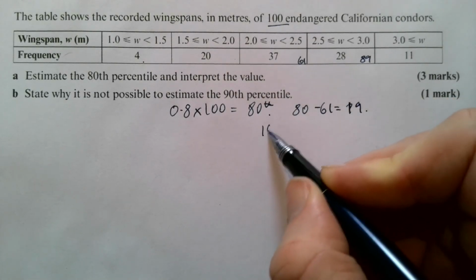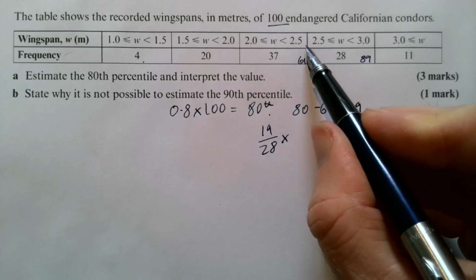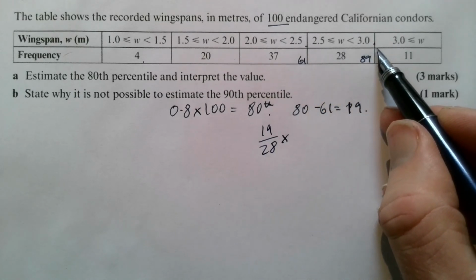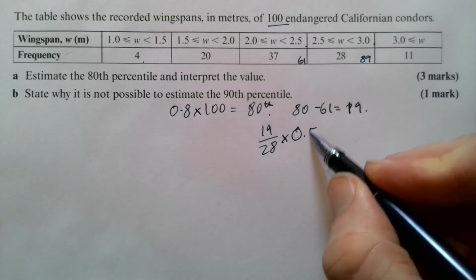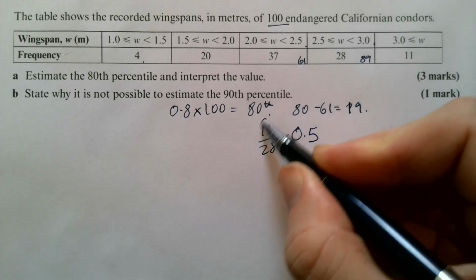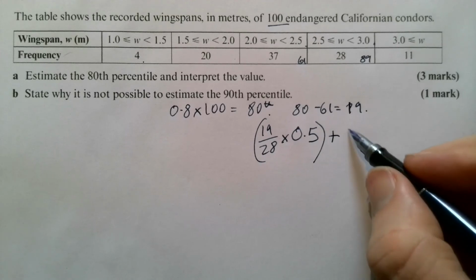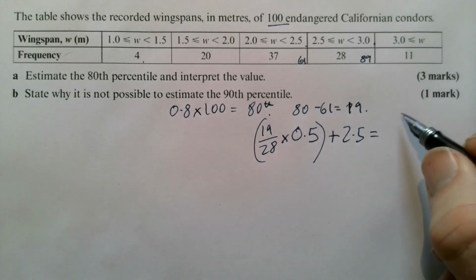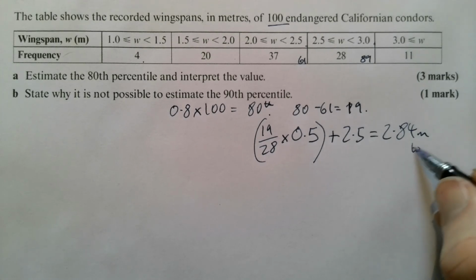So we want 19/28ths of, those are the true boundaries, so it's just going up 0.5. It doesn't sound like much, but it is half a metre of wingspan on a condor, so it's actually quite a lot. 0.5, and we're going to add that to the smallest wingspan in the group, which is 2.5. Put all of that in there and you should get 2.839 or 2.84 to 3 significant figures.